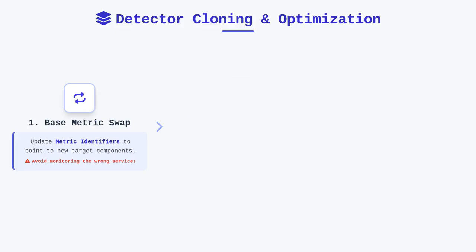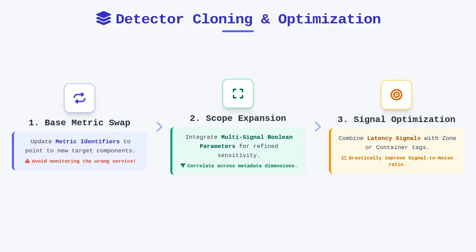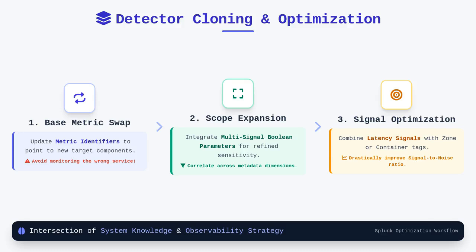After adjusting the signal targets, the next logical improvement is to expand the dimensional evaluation scope. Splunk allows you to add nested, multi-signal Boolean parameters, which refine the detector's sensitivity by correlating data across multiple metadata dimensions. Think of this as adding context to a broad alert. A high-latency signal is significant on its own, but when combined with a specific availability zone or container tag as a requirement for the alert to trigger, your signal-to-noise ratio improves dramatically. These adjustments represent the intersection of system knowledge and observability strategy.